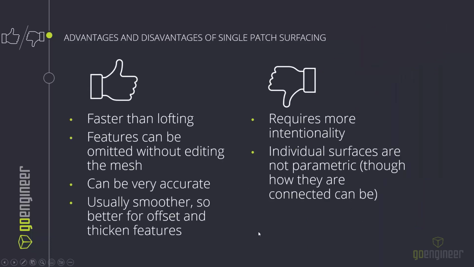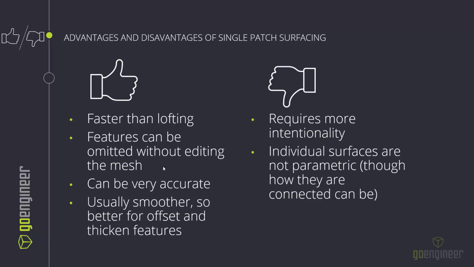So advantages and disadvantages of this are that, as I said, it's much faster than lofting, and you can omit features without editing the mesh. So this is very key. With both lofting and auto surfacing, if you have areas that you want to omit from your result, you have to modify the original scan mesh.